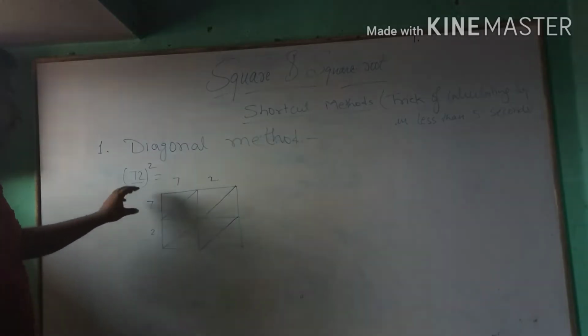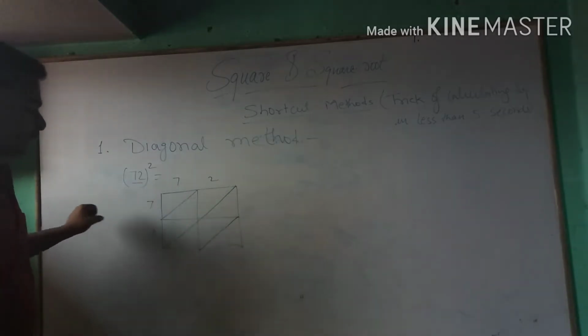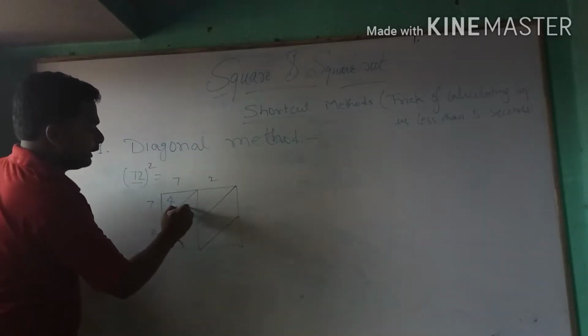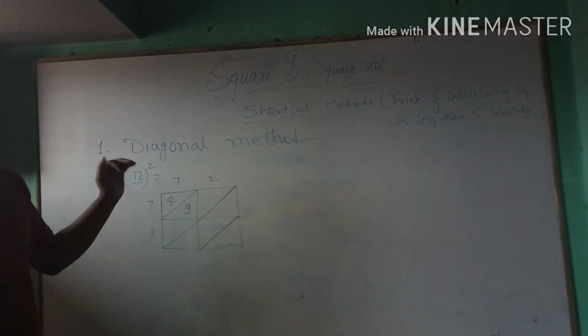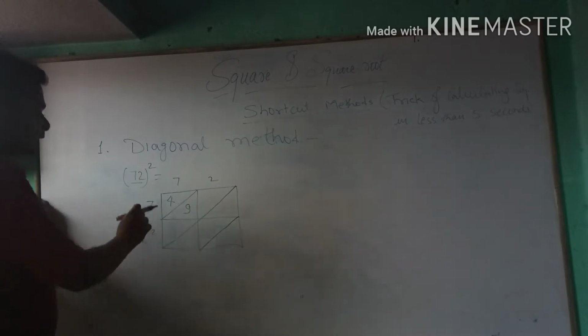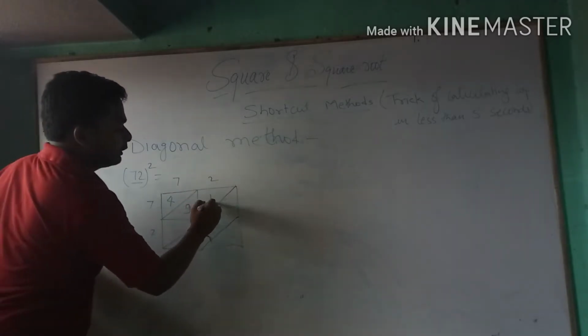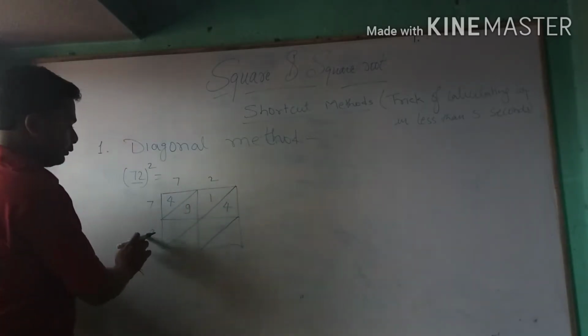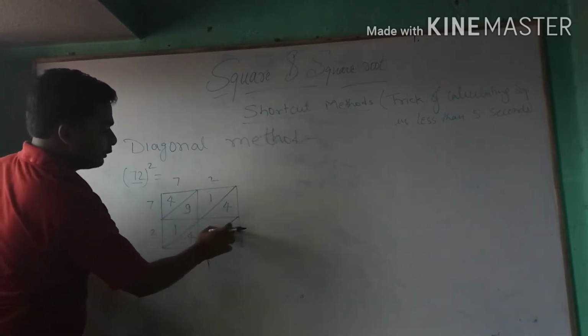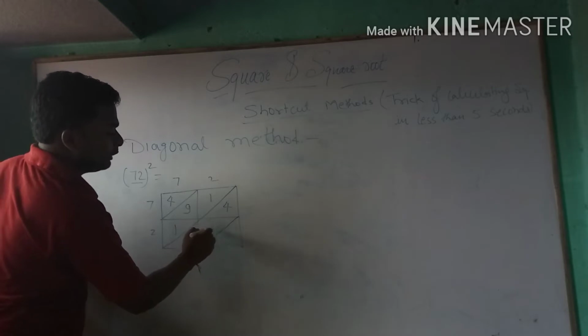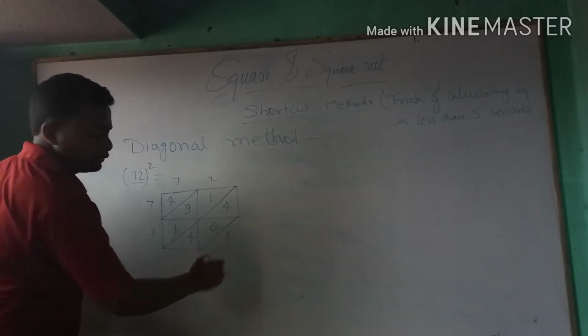Now we will calculate 7 into 7 and we will write here 49. Suppose any number is a single digit, we will write it as 04 or 05. 7 into 2, it is 14, so 1 4. 2 into 7, again 1 4, and 2 into 2 is 4, so we will write it as 04.